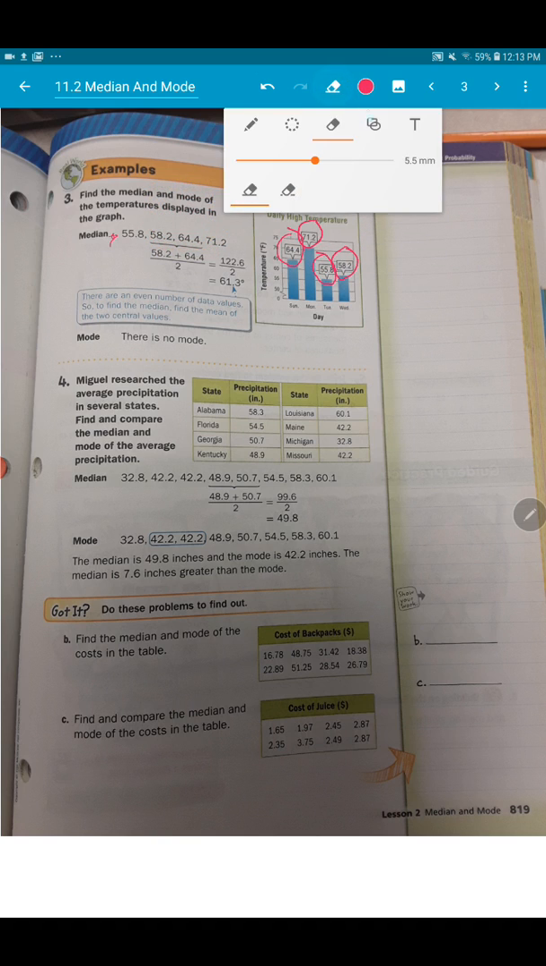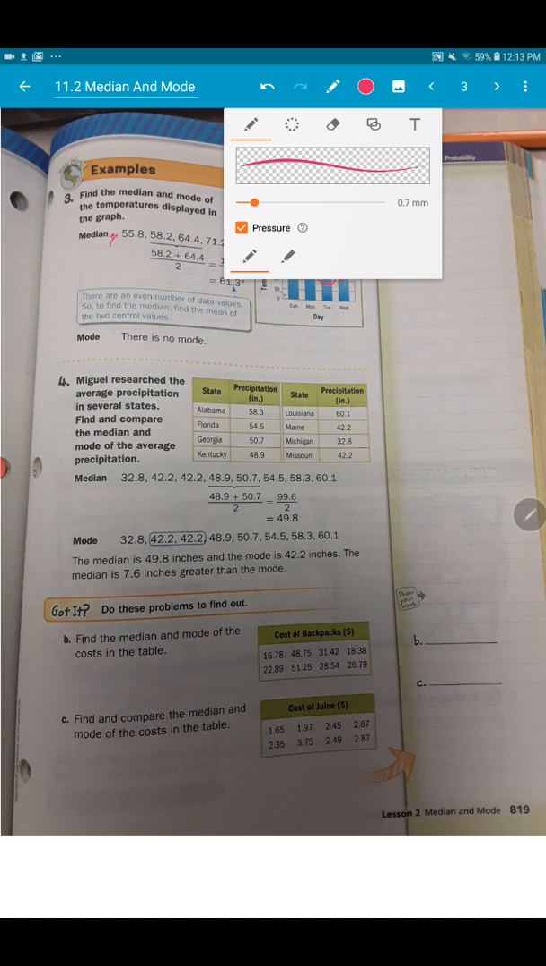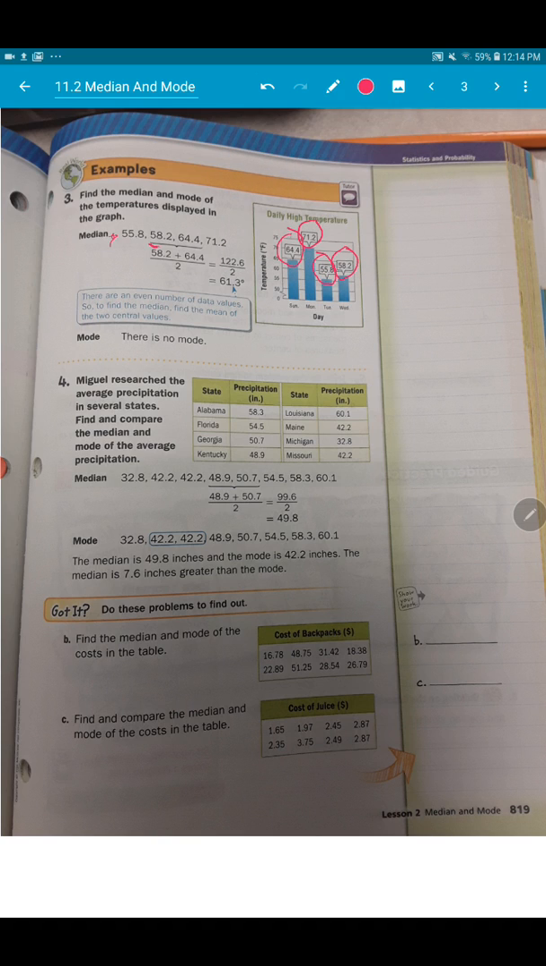So you would add these 2 numbers up, and then divide by 2 because you added up 2 numbers, so you can find the middle. They already did that for you. So they added them up. It was 122.6 and then you divide by 2. And you get 61.3. So the middle number is 61.3. So if you were to weigh these numbers or put them on a scale, the middle or the balance point would be 61.3. And with these numbers, there's no mode.